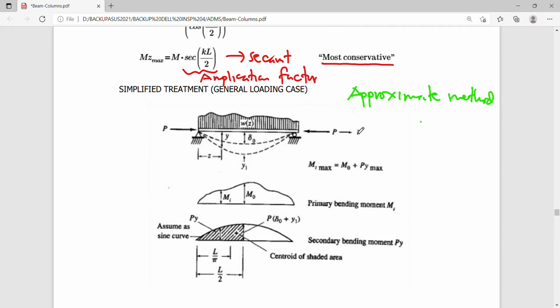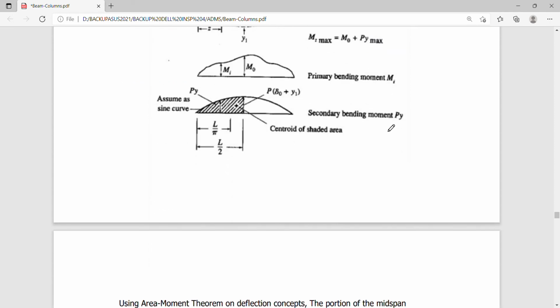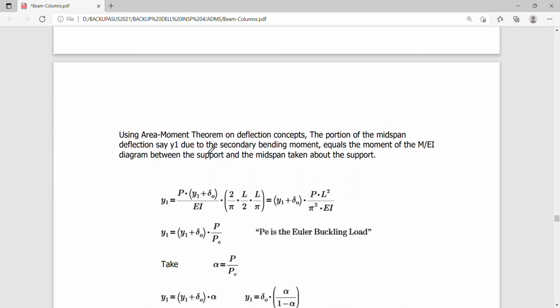Not calculus, because boundary conditions are more accurate to consider when it comes to things like deriving moments, etc. Using the area moment theorem on the deflection concept, we can actually simplify things, but I will show you later that the error is not significant. So the portion of the midspan deflection, say y1, due to the secondary bending moment, equals the moment of the M over EI diagram between the support and the midspan taken above the support.